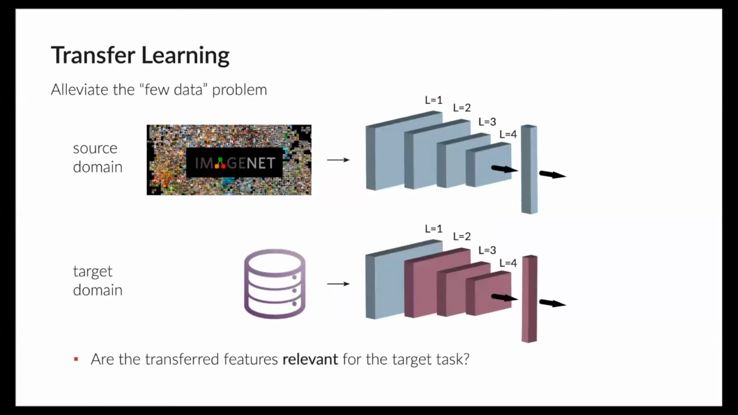For dealing with the absence of data, one of the most common techniques is to use transfer learning. With transfer learning, one trains a neural network on a very big dataset, like ImageNet, and then fine-tunes the parameters of the network using data from the actual task of interest. However, one obscure property of transfer learning is that there is no explicit guarantee that the transferred features are actually relevant for the target task.